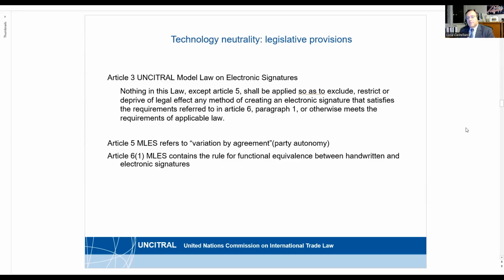For instance, Article 3 of the Model Law on Electronic Signatures, also for the concerns which were expressed before with respect to favor for PKI-based signatures. It says that nothing in the model law shall be applied to exclude, restrict, or deprive of legal effect any method of creating an electronic signature that satisfies the requirements of the law, which are, of course, described in technology-neutral terms. So here it clearly says all technologies, all methods, or products that may satisfy those requirements, they may have the same legal effect.